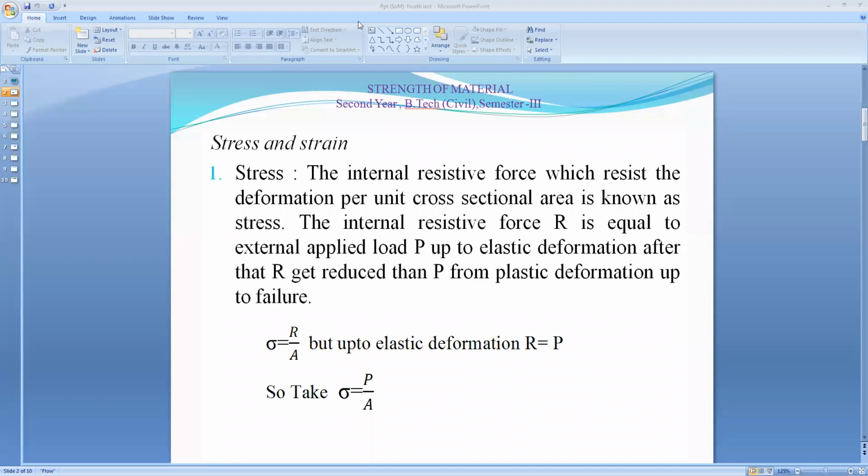It is necessary to understand various concepts like stresses, strain, shear stresses, shear strain, types of strains, types of stresses, complementary stresses, Hooke's law, Young's modulus, shear modulus, etc. So let us start with stresses and strain.